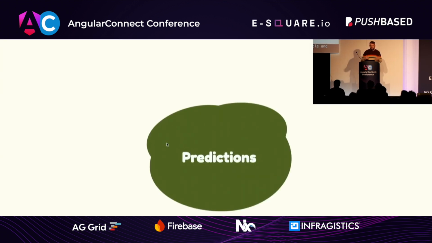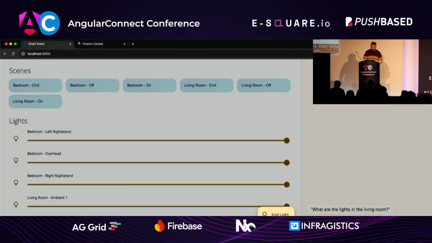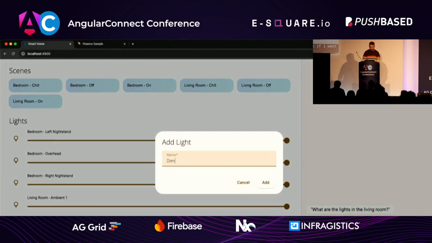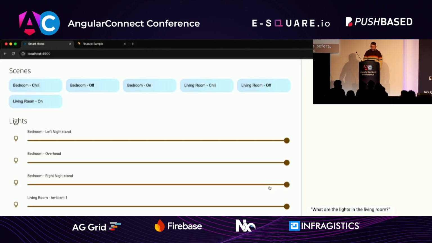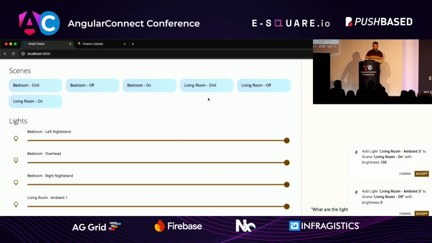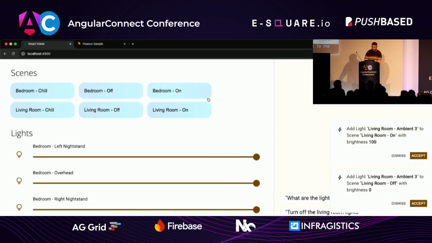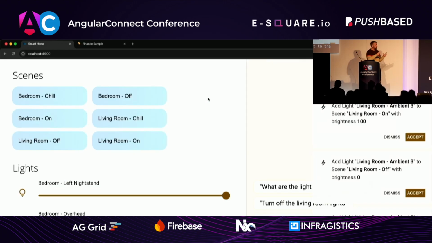But let's keep building on top of this idea a little bit more. Because one of the things that we can do is create predictions that help move our users around the application. So if I went back here and I created that light from before, living room, ambient light 3, and hit add, well, I'd have to go change all of these scenes and reconfigure them to add this new light to the application. But using an LLM, I can instead look at that user action and create suggestions that help speed the user through what workflows they're currently working on.